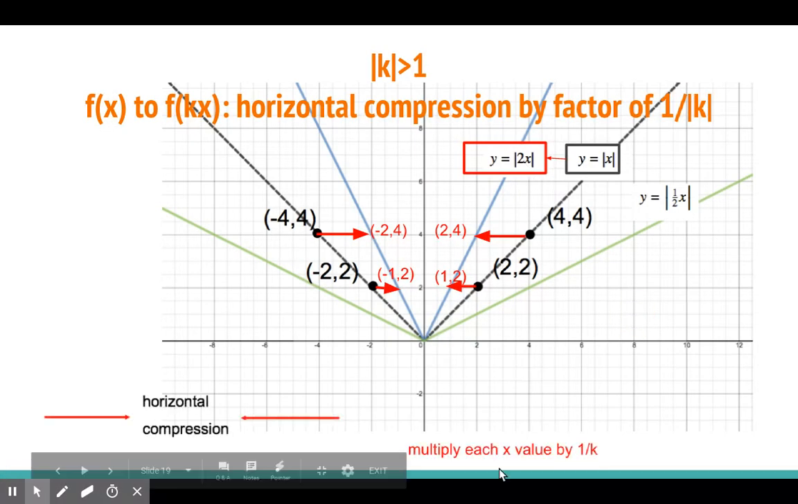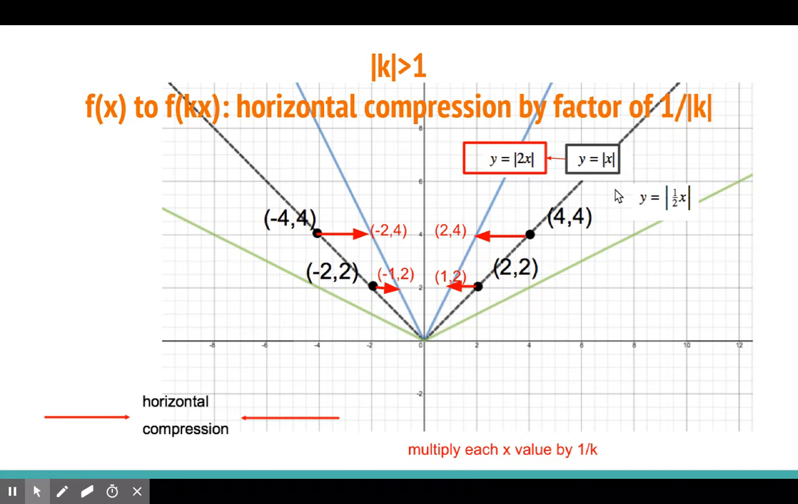Effectively, what we were doing, it says here multiply each x value by 1 over k. That's the same as dividing by k. So if we think that we're going to just divide by k, no matter what k is, then that's how we're going to get our new function.